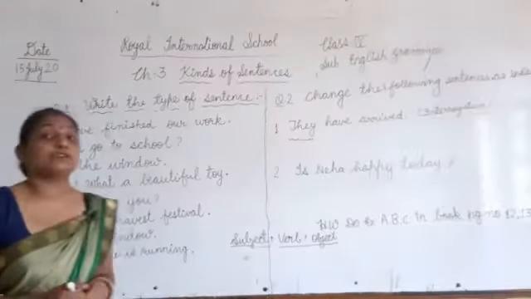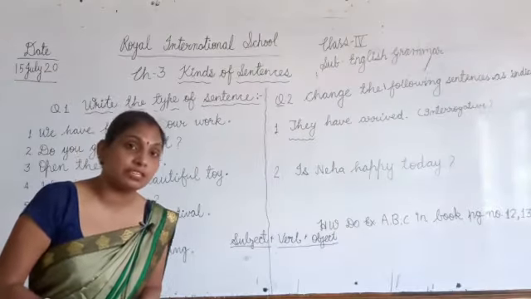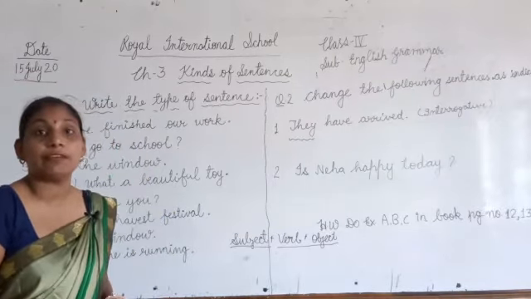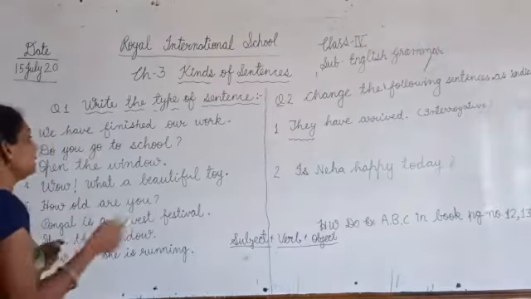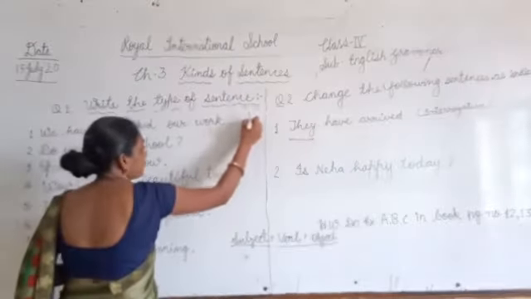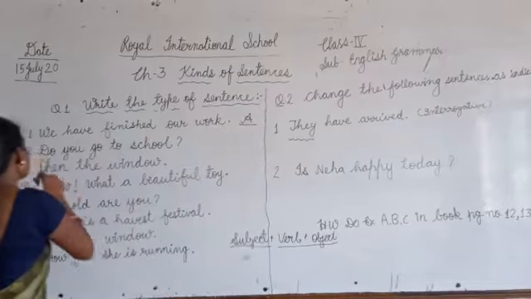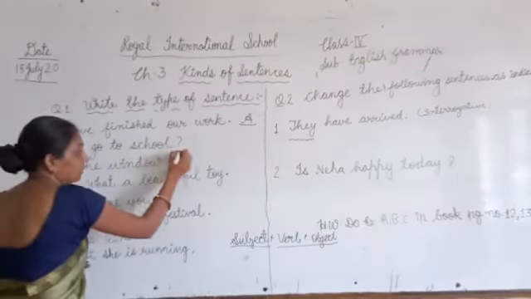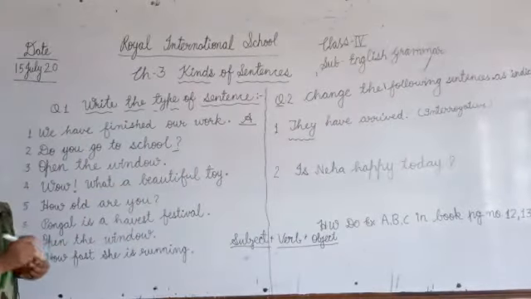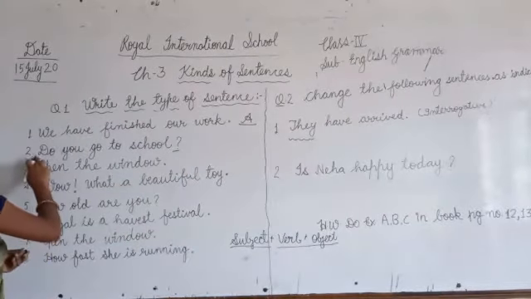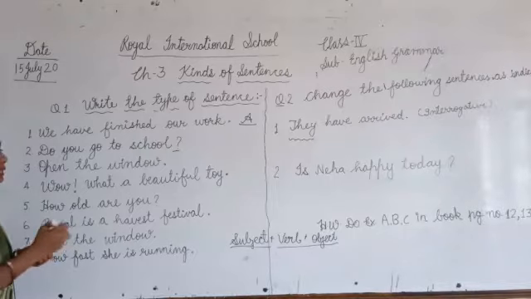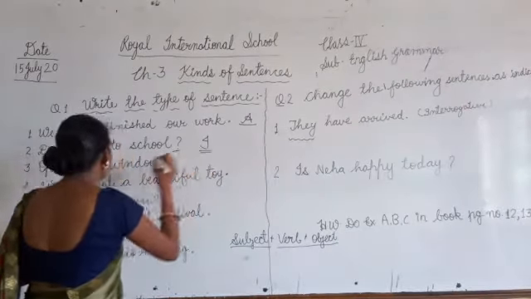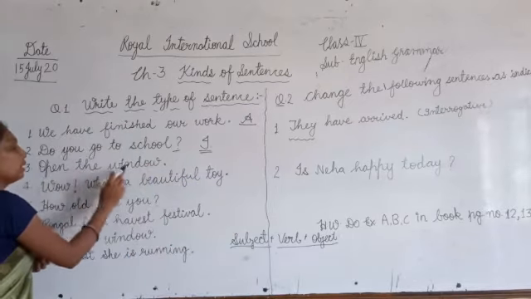The sentence which provides us some information, we call the type of sentence declarative or assertive. Is that clear? So it's assertive. Okay. Second one, do you go to school? When we see a question mark in any sentence and it starts with a helping verb, it is called interrogative. Is that clear, students?